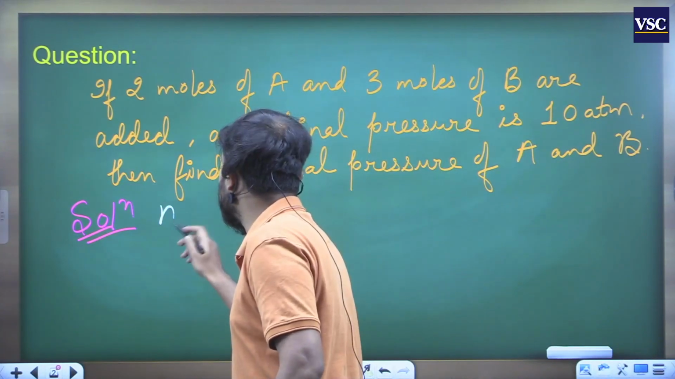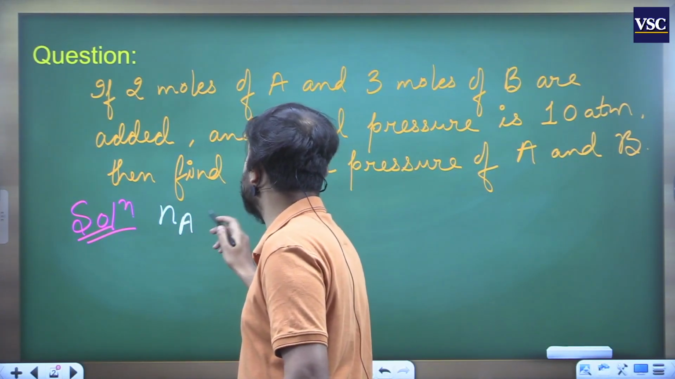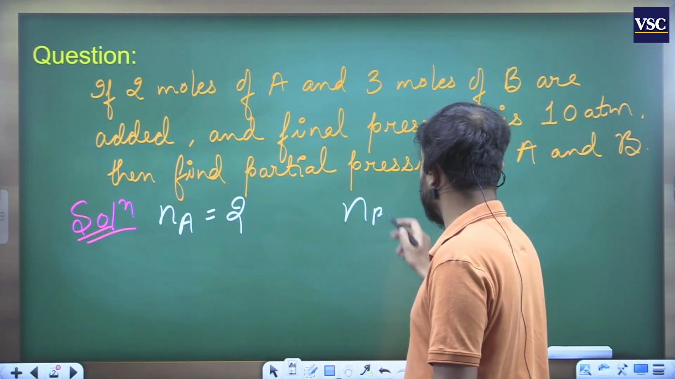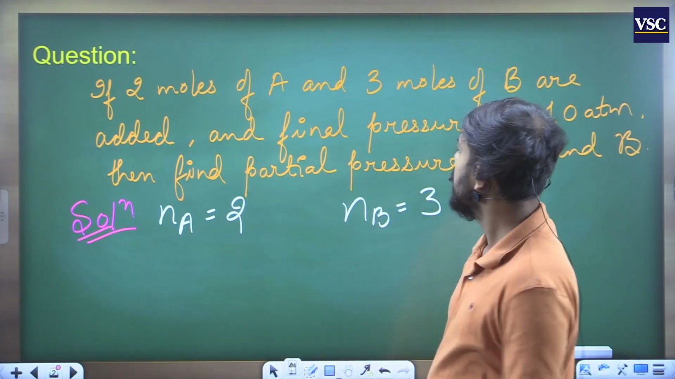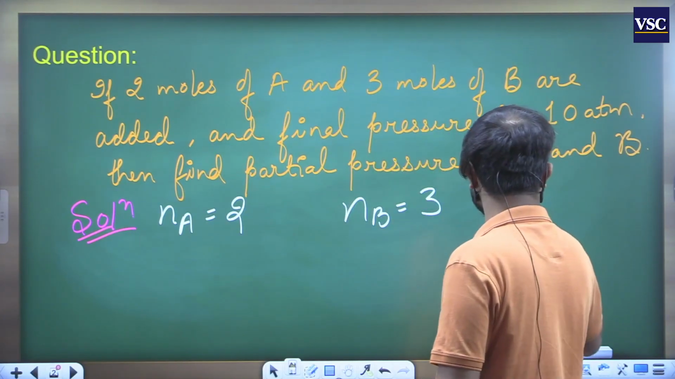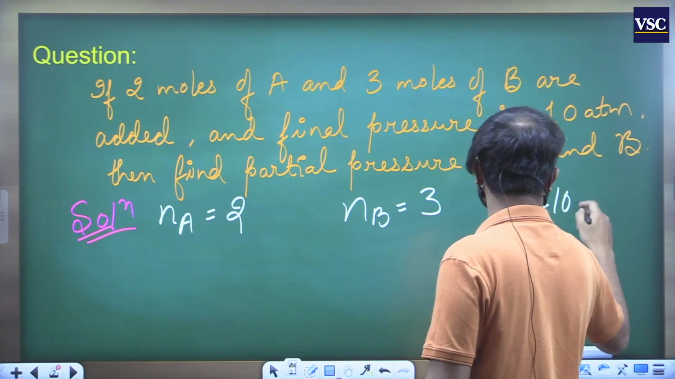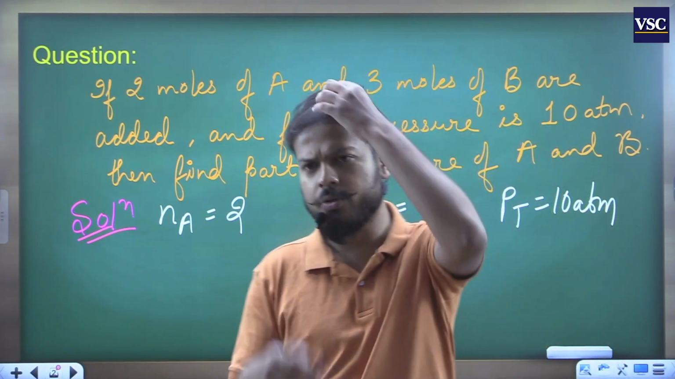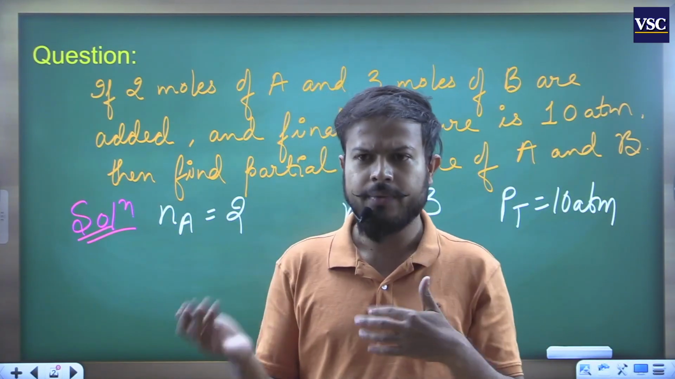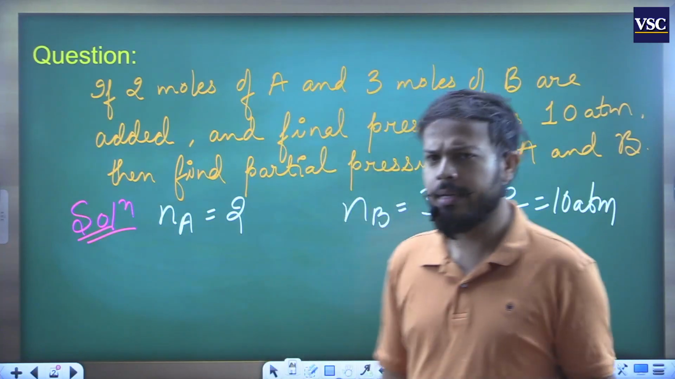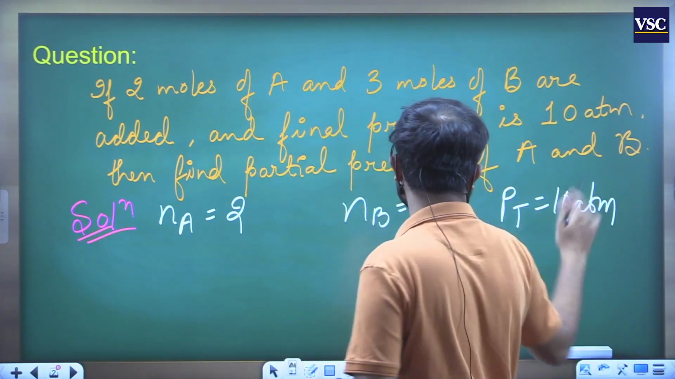Just write it. Moles of A: how many moles of A are there? 2 moles. 3 moles of B, so write nB equals 3 moles. And final pressure is 10 atm. Just write it with units also. Make it a habit to write it with units, because it will help you if you have different units to convert them into the same unit. It will help you to do any question. Find partial pressure of A and B.